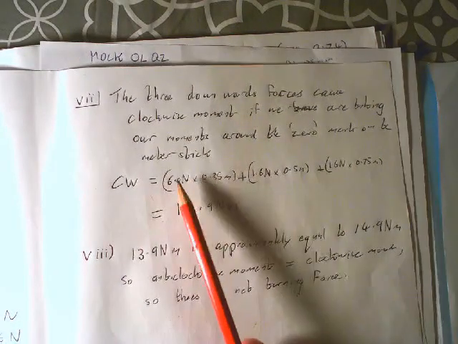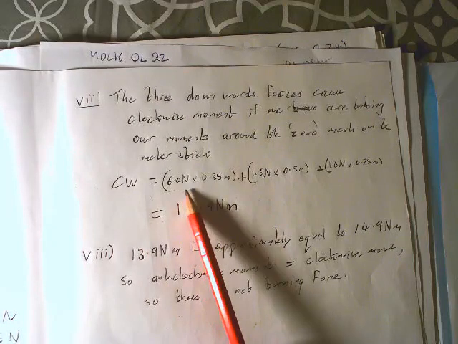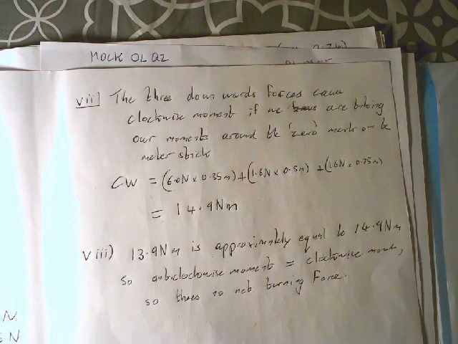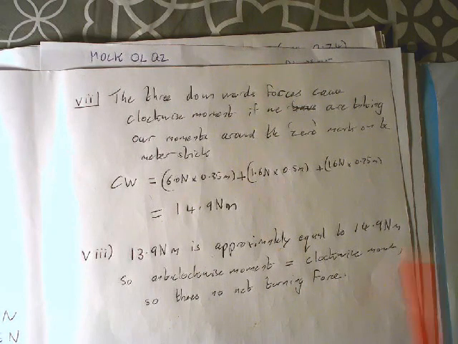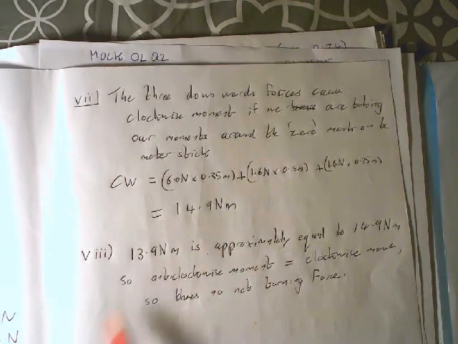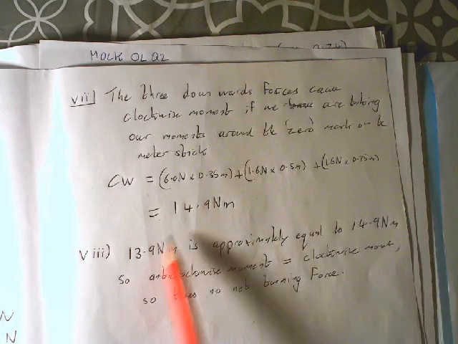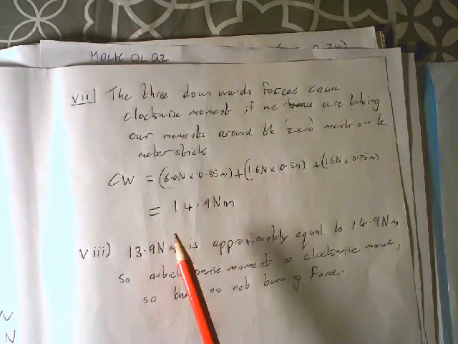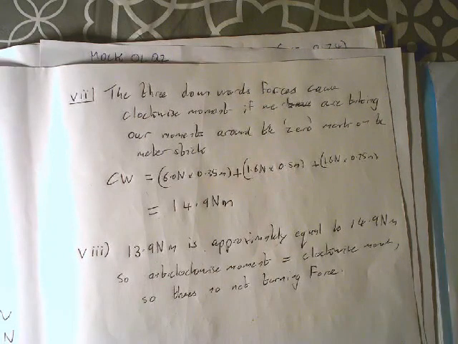And for the clockwise, it's 6 times 0.35. So these are the other 3 forces acting. The 6, the 16, and the 1.6 in their respective positions, adding up to a total of 14.9. So it's pretty much equal. It's a little bit off, which is a bit confusing, and it's a bit annoying they've done that in the ordinary paper, but it is what it is.